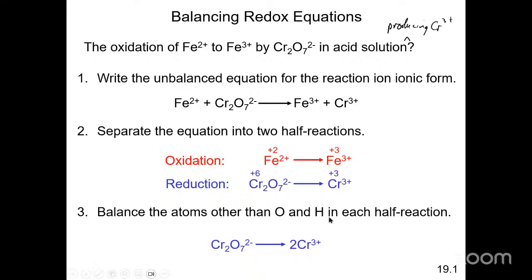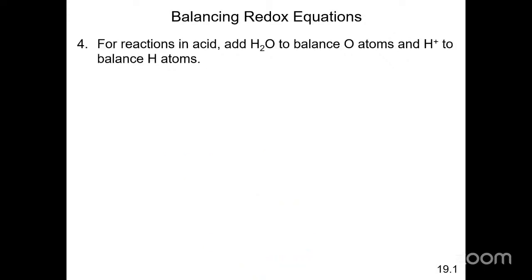So just remember, when it comes to the third step, balance all atoms excepting oxygen and hydrogen by simply adding the appropriate coefficient to balance those atoms, all right? Okay, the next step is where we balance the oxygens, right? And I probably should have separated number 4 into 2 steps. So let me just explain how this works. For reactions in acids, you're going to add water to balance the oxygen atoms, and you're going to add H+ to balance the hydrogen atoms. So this is kind of like 2 steps in step number 4.